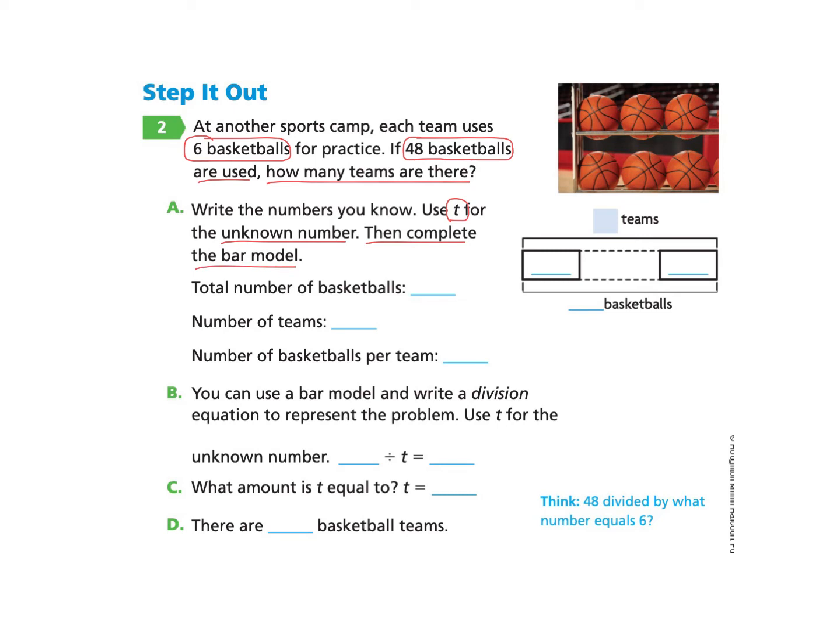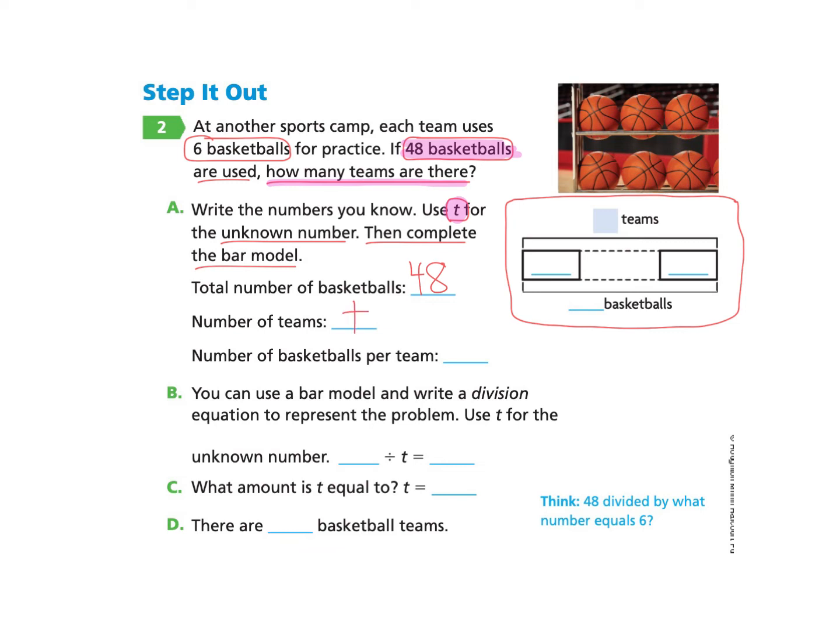All right, and this is our bar model here underneath the basketball. This is what we're going to complete. So let's write the numbers we know. The total number of basketballs was given to us in the word problem, and that was 48. So we have 48 basketballs. And then the number of teams is what we're looking for. How many teams are there? We don't know. And so they ask us to use T for that unknown. So we're going to write T here.